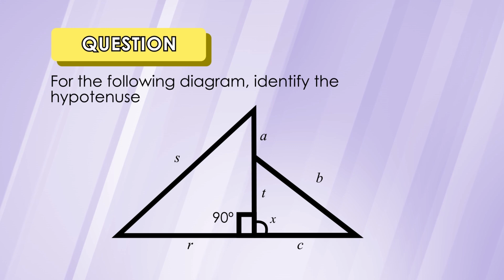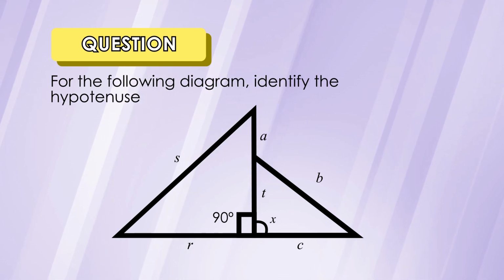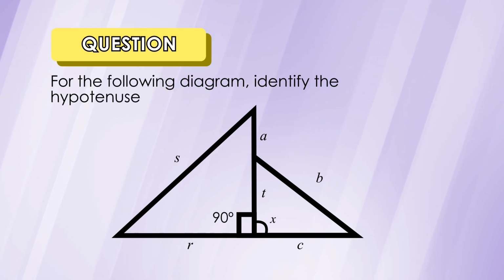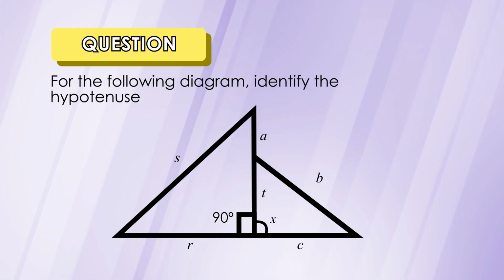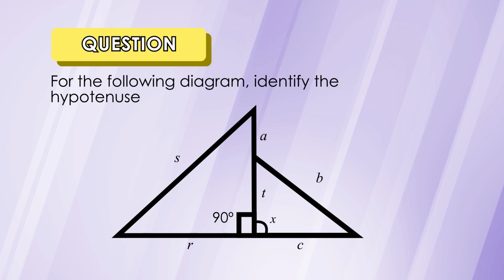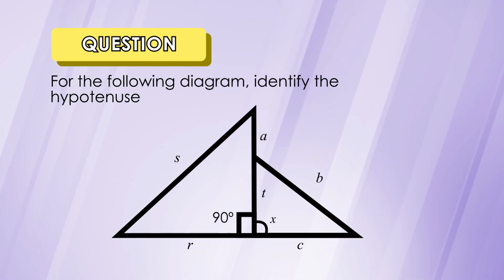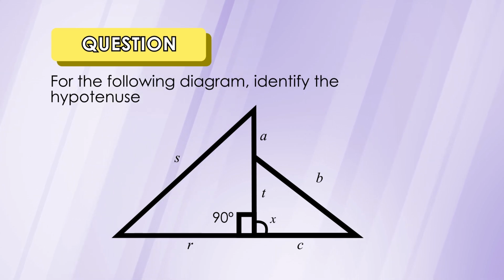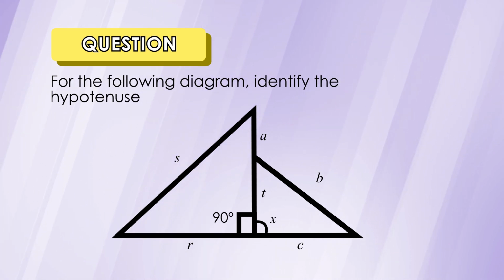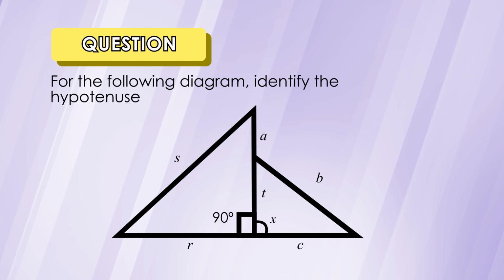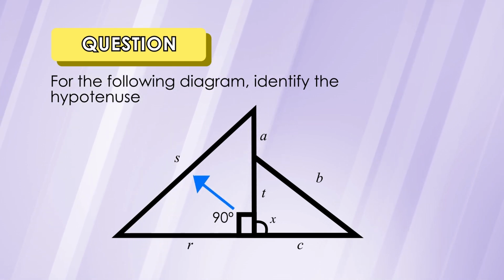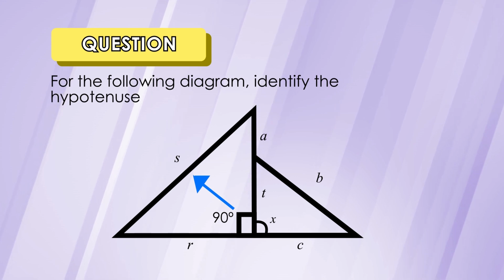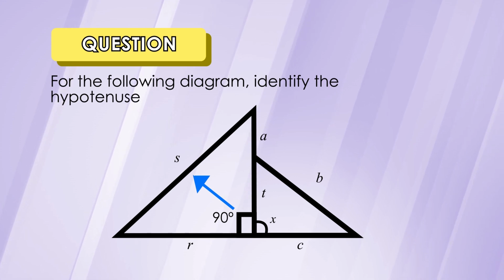Observe the diagram closely. For the following diagram, identify the hypotenuse. Children, what makes a line a hypotenuse? Yes, the hypotenuse is the line opposite the 90 degrees angle. I can clearly see S as the hypotenuse of the diagram. Do you think S is the only hypotenuse here?